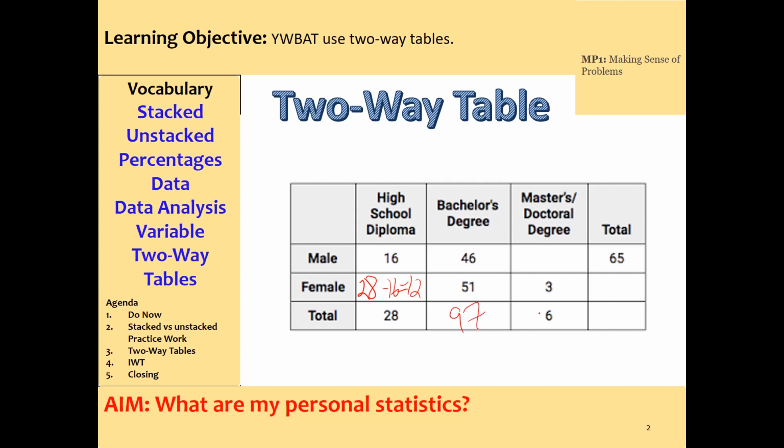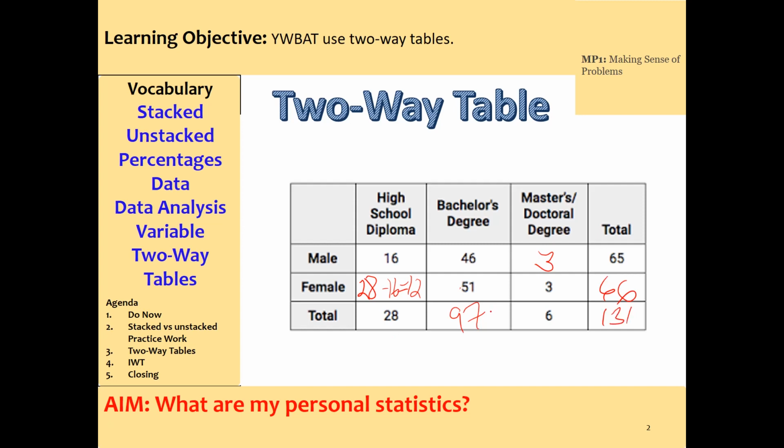And then here, what do you think I'm going to have to do? I can do a number of things. For me, the easiest thing would be to take 6 minus 3 to find this, or I could take 65 minus 46 minus 16, and I would still get the same number, which is 3. And now I'm going to take these numbers and add them across. So 12 plus 51 plus 3, 66. And then I'm going to take 65 and 66, add them together, and I get 131.